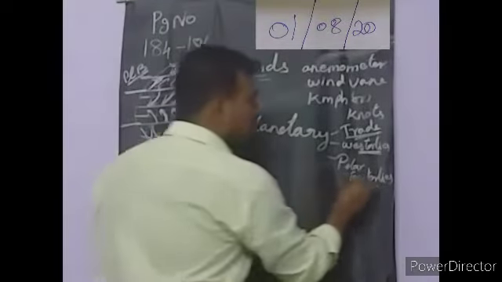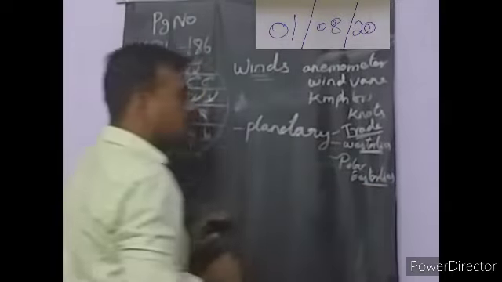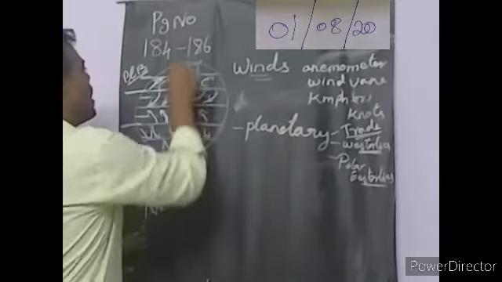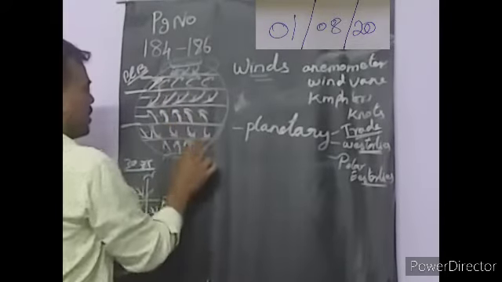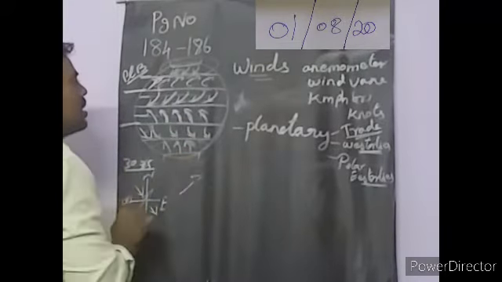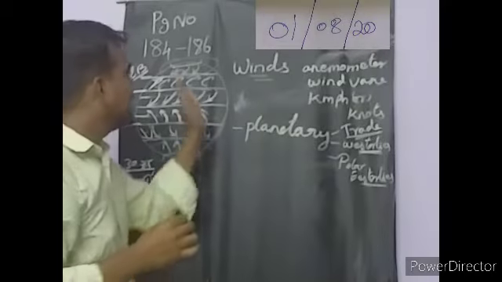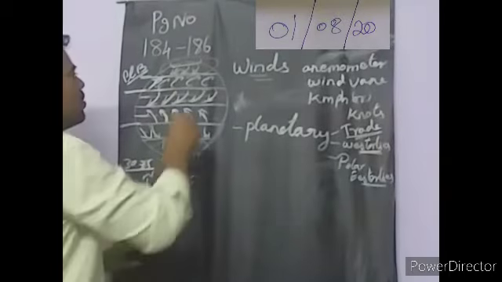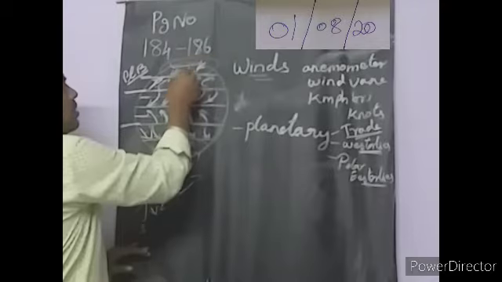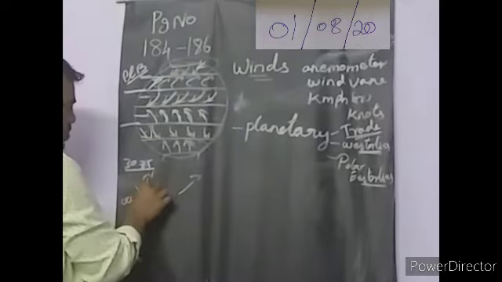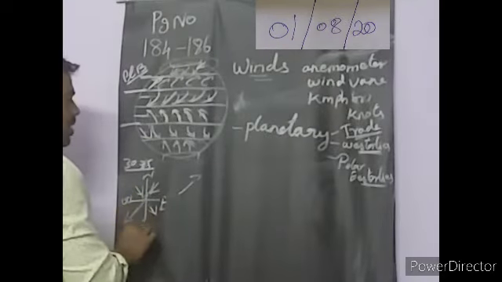Okay, next one. Polar easterlies. This will happen here only; here alone we can see this. From the eastern direction we will get the wind. From northeast to southwest it will travel.